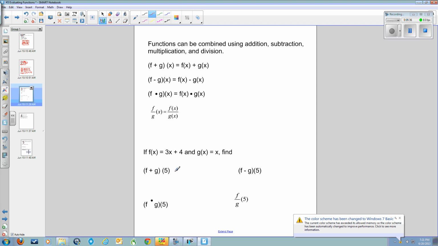So let's take a look at this problem. It says if f of x equals 3x plus 4 and g of x is x, find f plus g of 5.